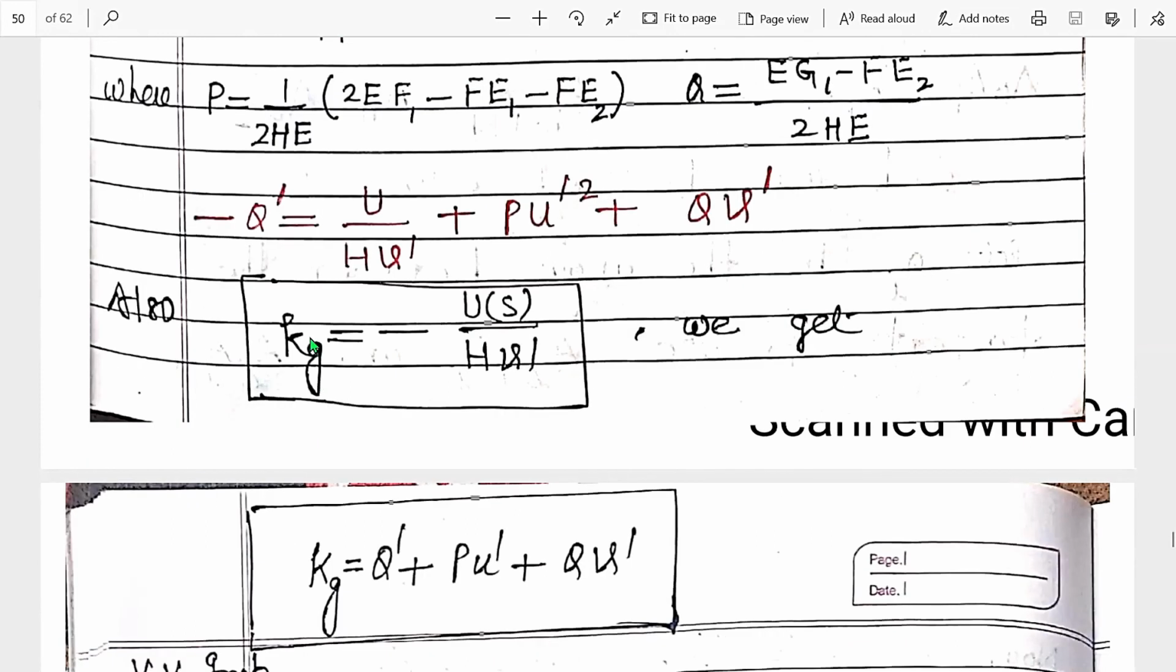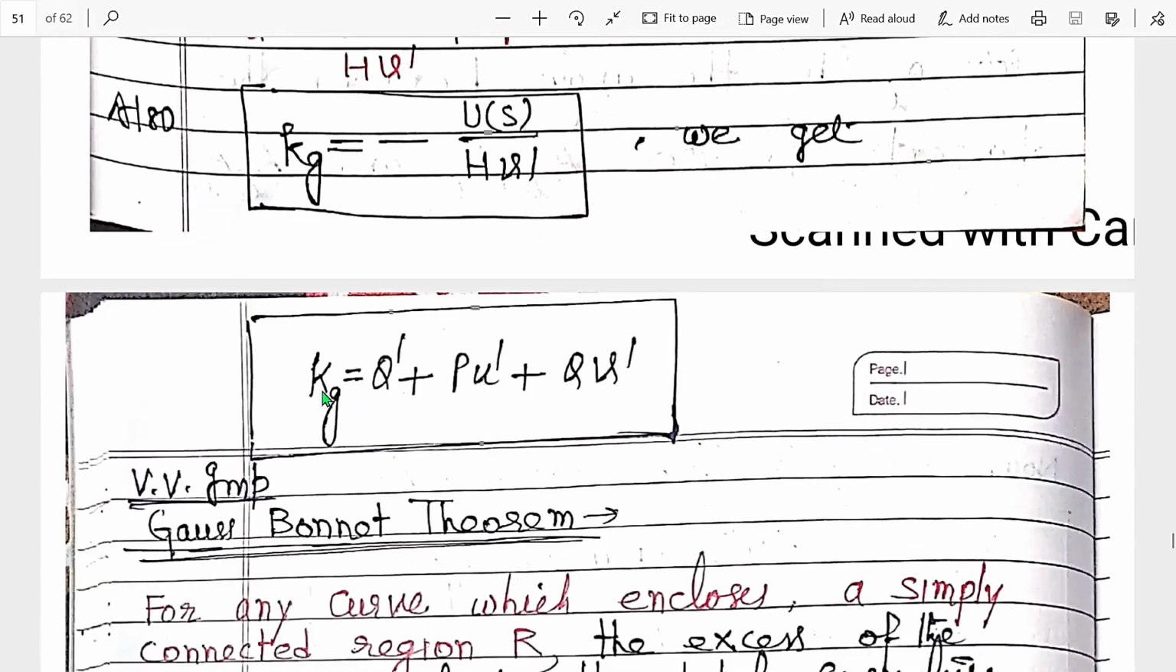Also, we know that kappa g is equal to minus U by H v dash. So simply substitute this value in this equation. So we get kappa g equal to theta dash plus p u dash plus q v dash. There is a difference: it is theta dash and it is a capital Q. That is the difference between these two. Now that is the required equation which proves the result.